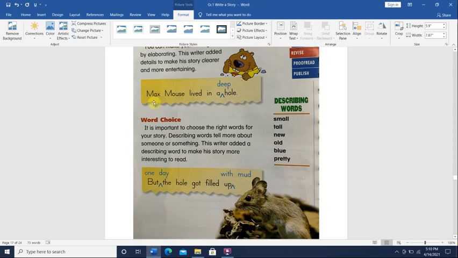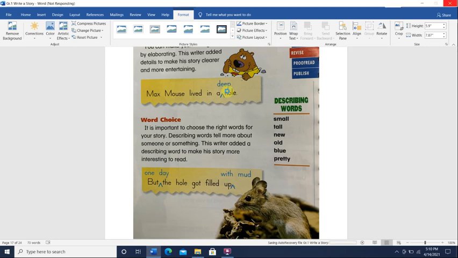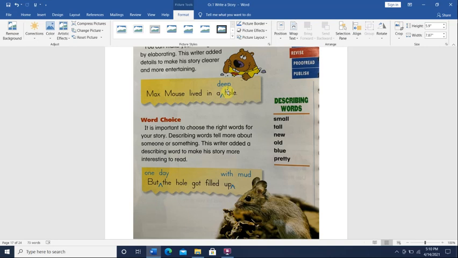For example, here we wrote in our draft, Max Mouse lived in a hole. So here we can add a word such as deep. The word deep is a describing word to show you that Max Mouse lived in a deep hole. So we can use adjectives or describing words in our sentences to make the story more interesting, right? Remember, the author should write stories that entertain his reader.